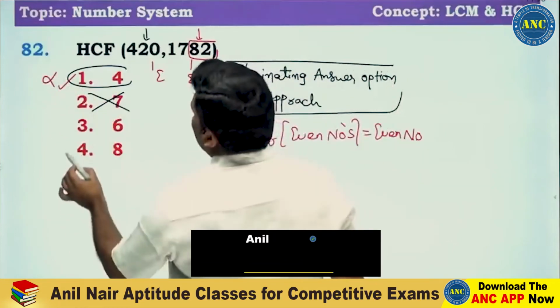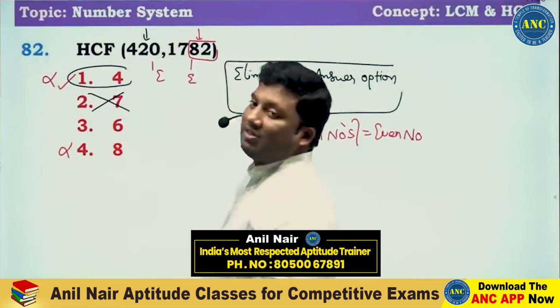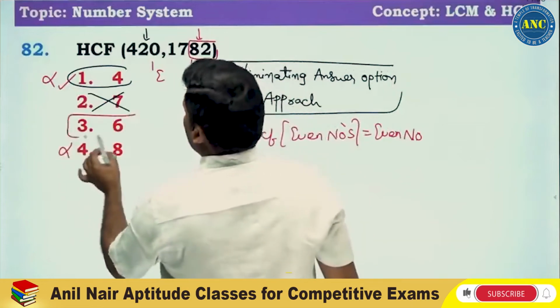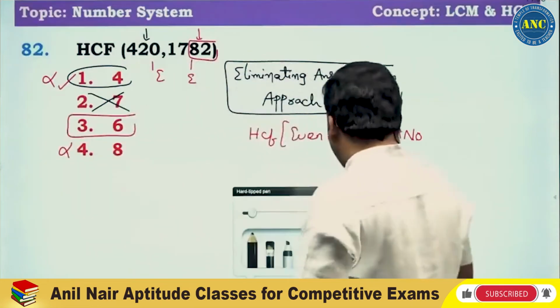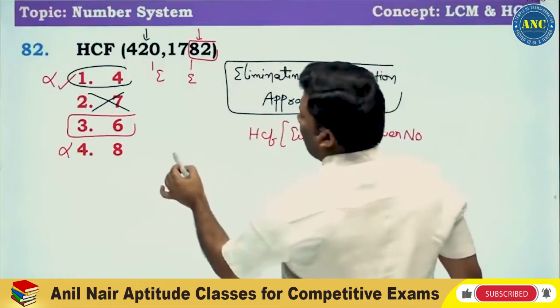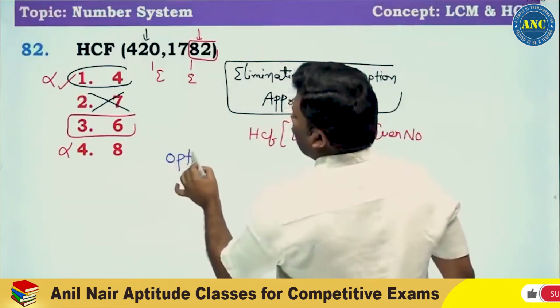If it is not divisible by 4, how can it be divisible by 8? Answer for this question is option 3. Option 3, it is 6. That is how you can eliminate the answer options.